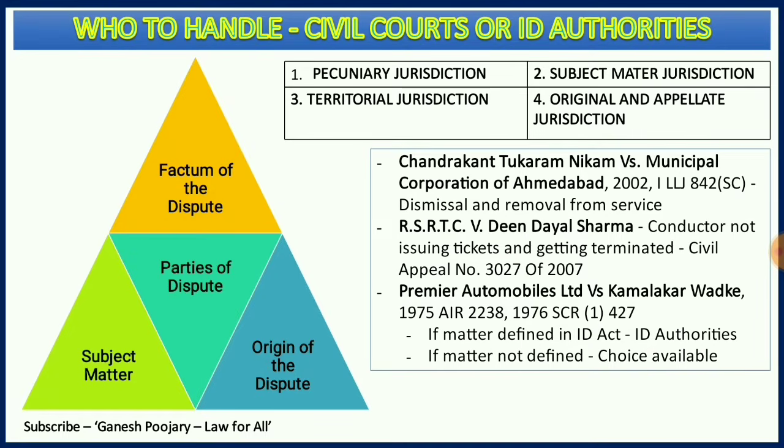And then we have original and appellate jurisdiction. Original jurisdiction is the capacity of a court to take the case, whereas appellate is where one court has already heard the case, but another court has the power to hear the same case again. That is called appellate jurisdiction.